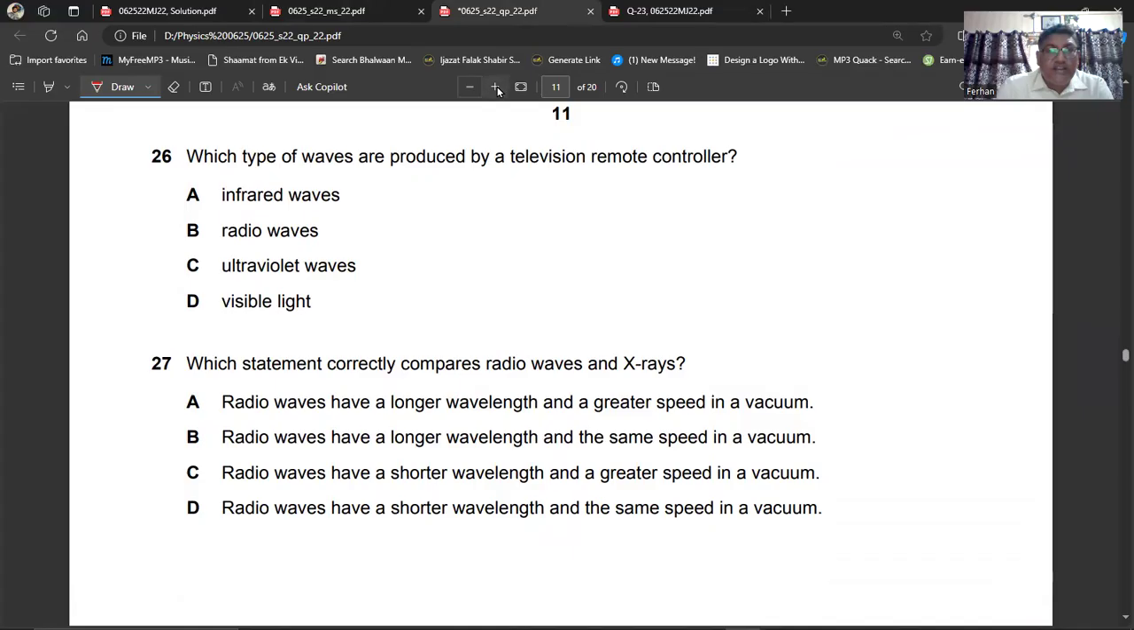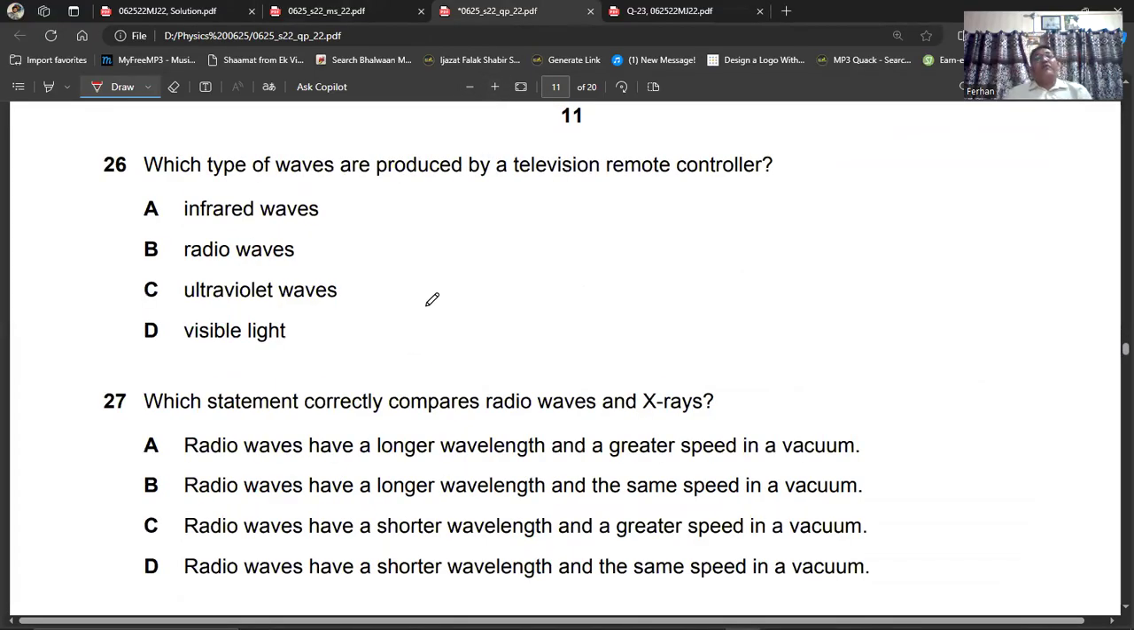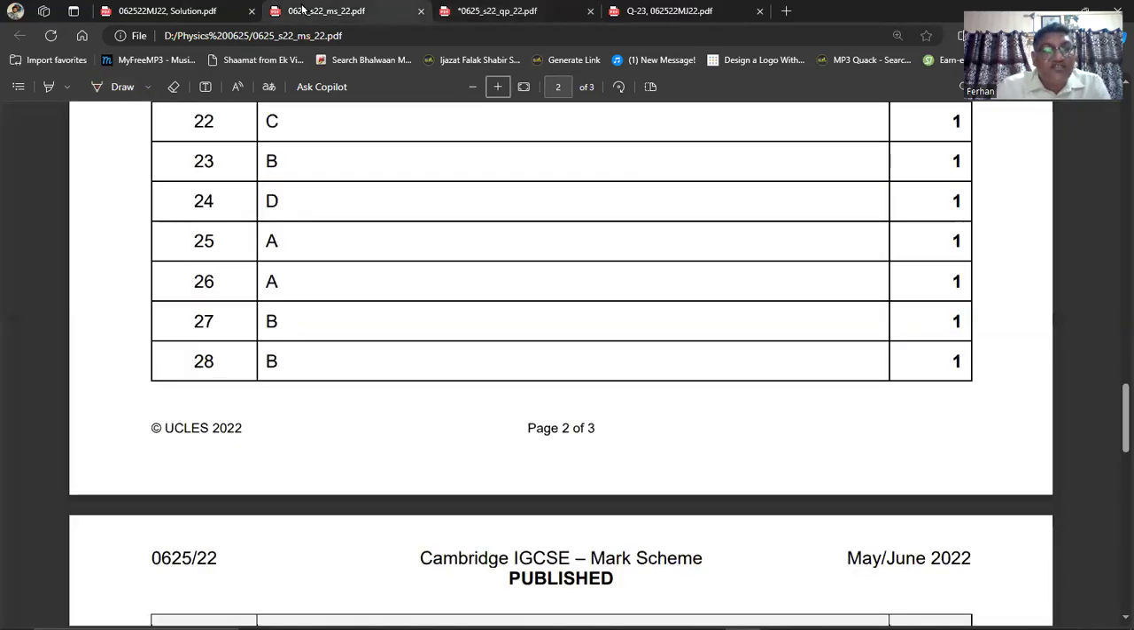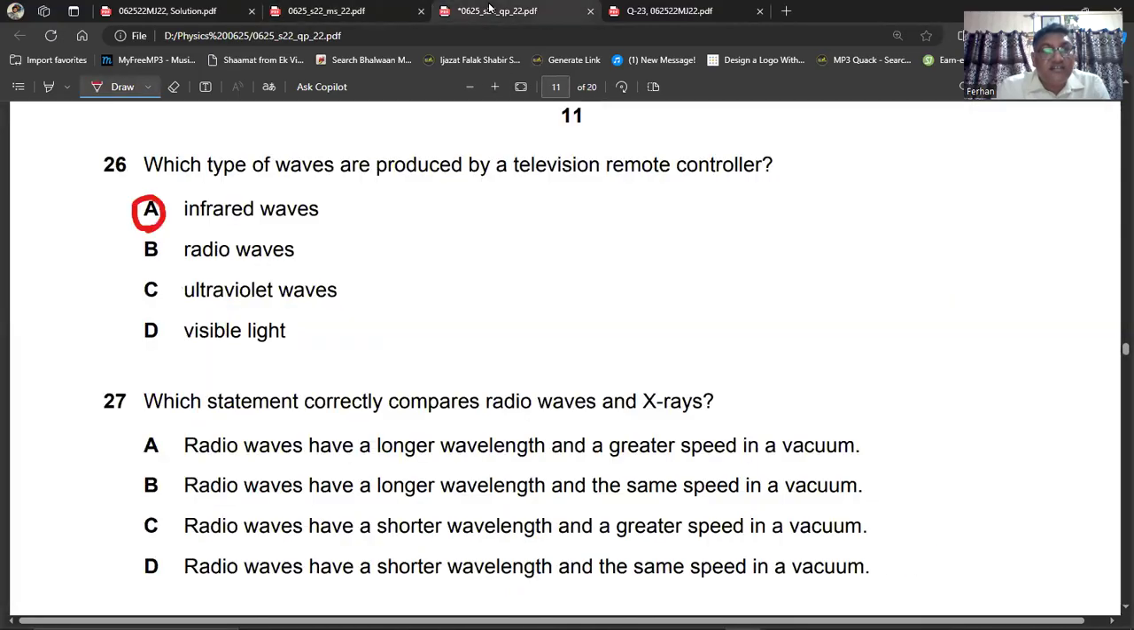Question number 26. He says, which type of waves are produced by a television remote controller? You see, the television remote controller uses infrared waves. It's a famous fact. So question number 26, A is the choice. Yes, sir.